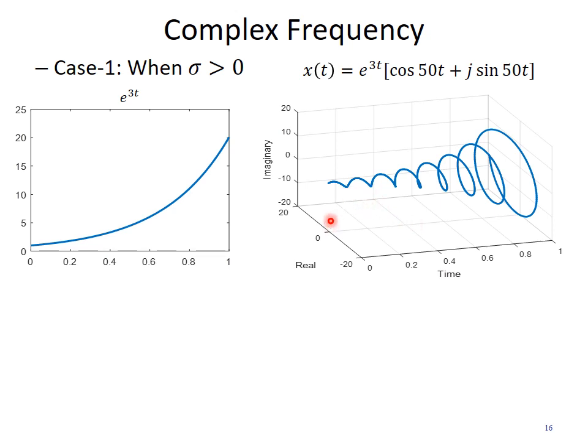And you can see in this figure that the magnitude of the sinusoid is increasing exponentially with respect to time. You can see when time is small, the magnitude is small, but as time increases, the magnitude of the sinusoid is increasing as well, right? So here the rate of change of magnitude has frequency 3 nepers per second, which is sigma, and the frequency of rotation, which is omega, is 50 radians per second, right?